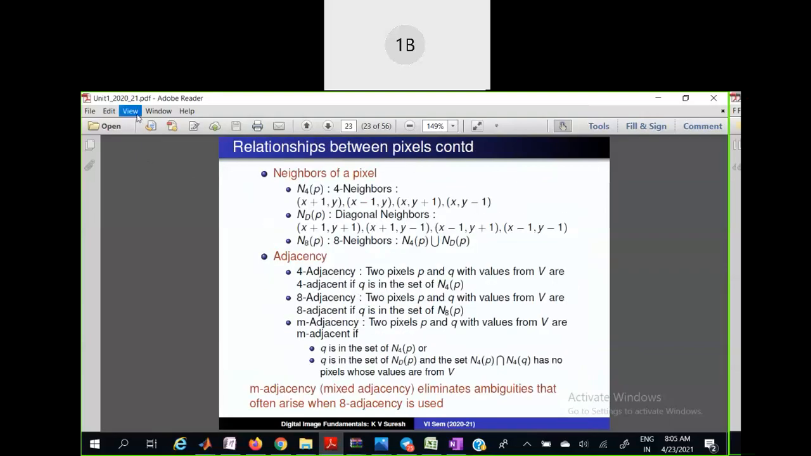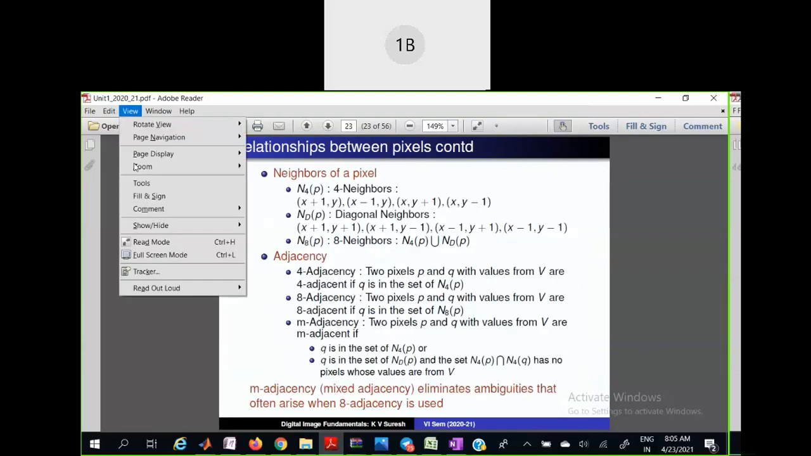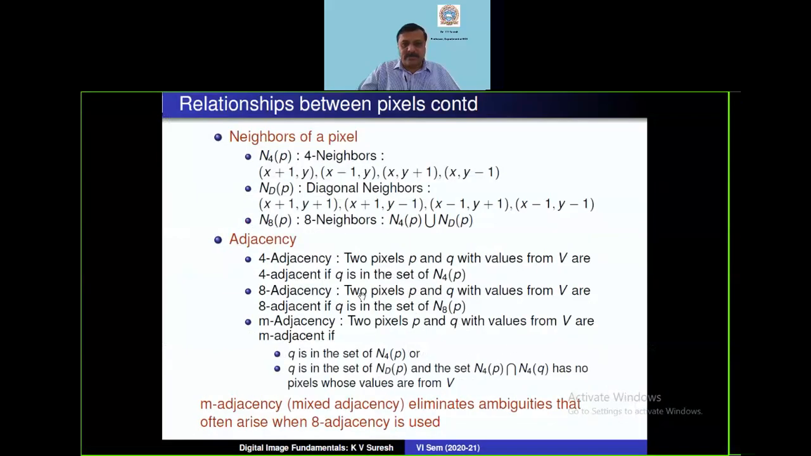Okay, so in the last class, we just introduced ourselves to the concept of neighbors of a pixel. We understood that there are three different categories of neighbors. One is four neighbors, next is diagonal neighbors, and then eight neighbors. Then we also tried understanding adjacency. Two adjacencies we discussed, four adjacency and eight adjacency. Let us continue this discussion.